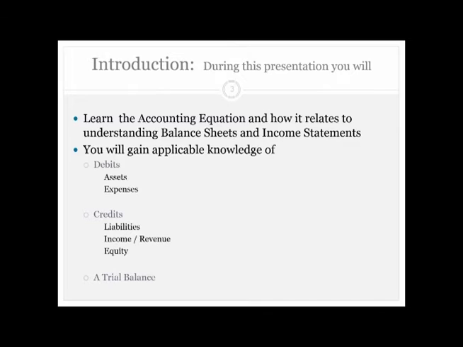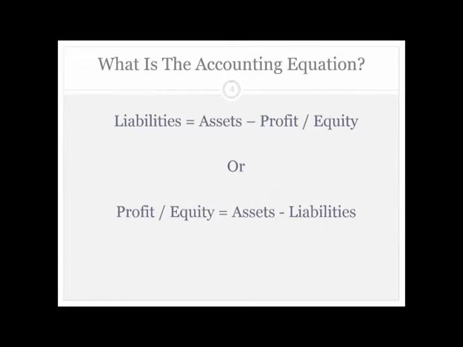A trial balance is simply a listing of all of the accounts you are using with their balances, and the debit and the credit column in the trial balance should agree. What is the accounting equation? The accounting equation is how the balance sheet is reflected. A balance sheet is just that. It should balance. So basically, your liabilities should equal your assets less profit or equity, or another way of showing that is that your profit or equity equals your assets minus your liabilities.